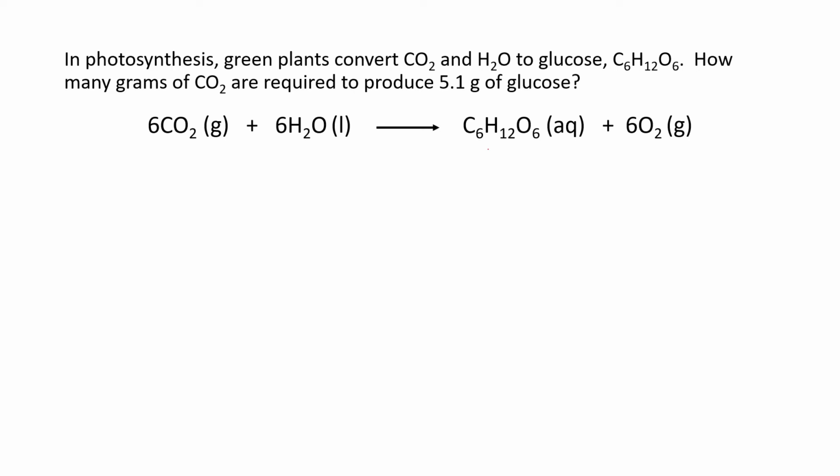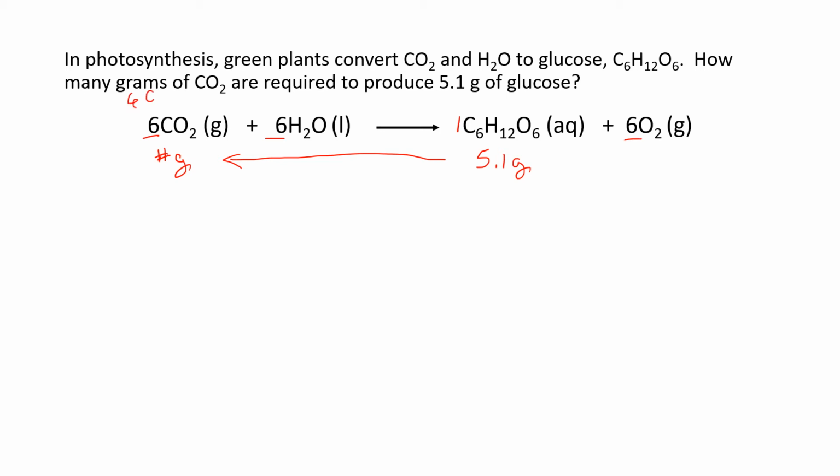what we have here, we want to know if we're going to produce 5.1 grams of glucose. This is glucose, by the way, C6H12O6. Then we want to know how many grams of CO2 am I going to need to produce this 5.1 grams of glucose. So we can work backwards here. Again, you want to check to make sure your chemical equation is balanced, even though you may see these coefficients. Again, it doesn't hurt to just check and make sure.